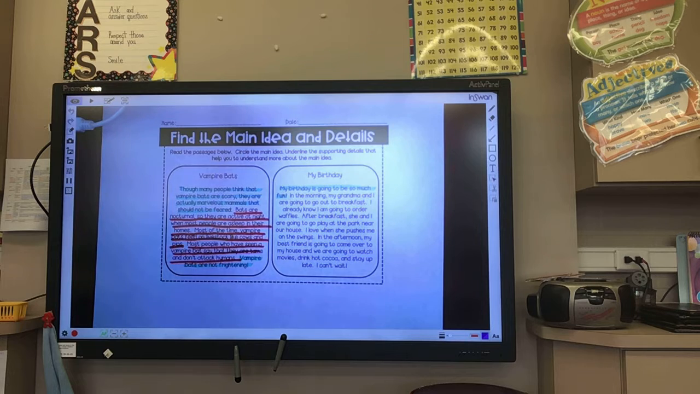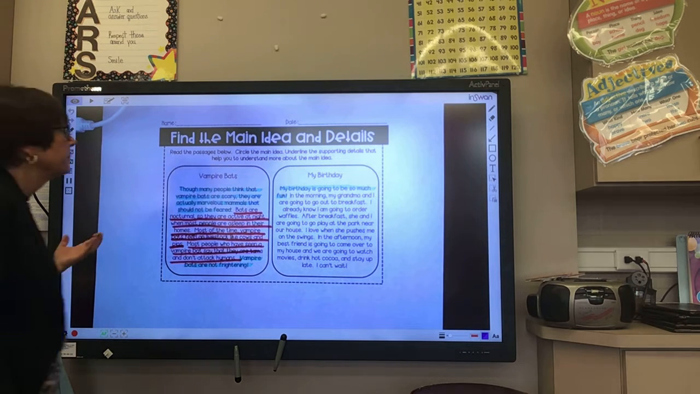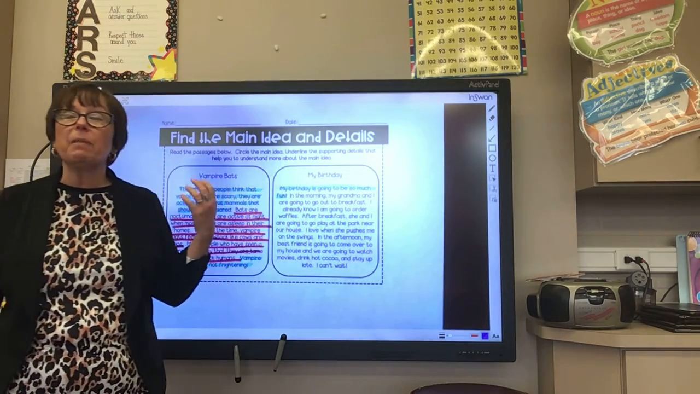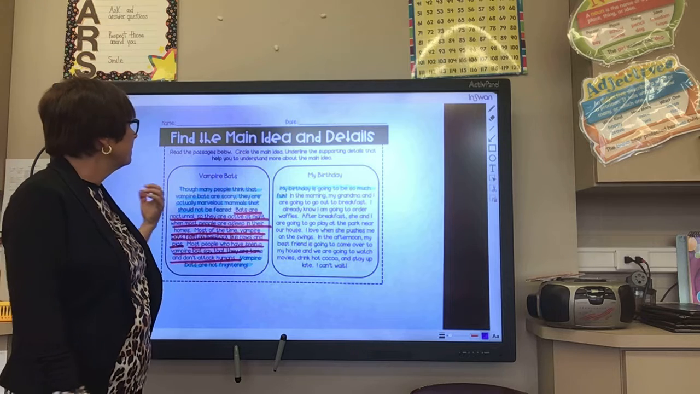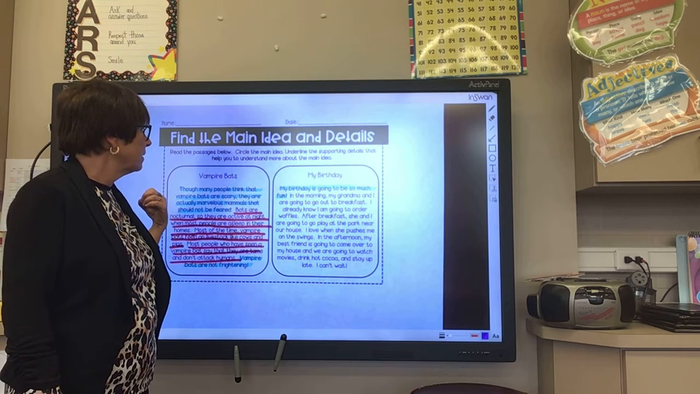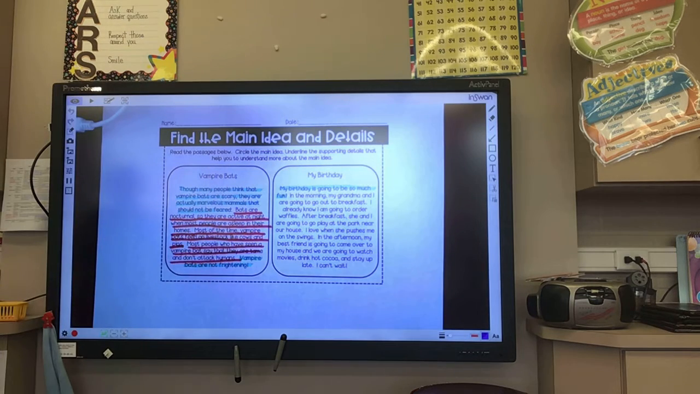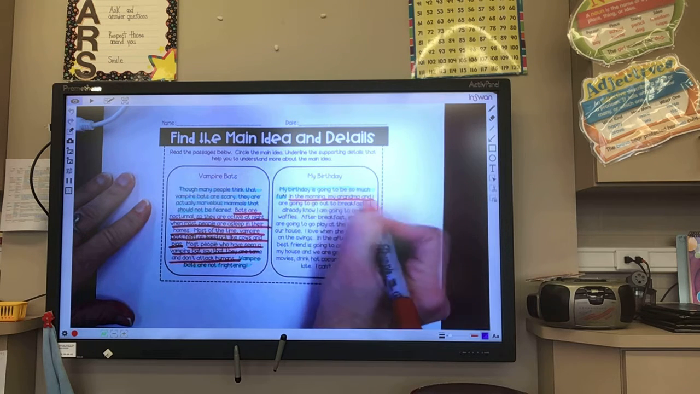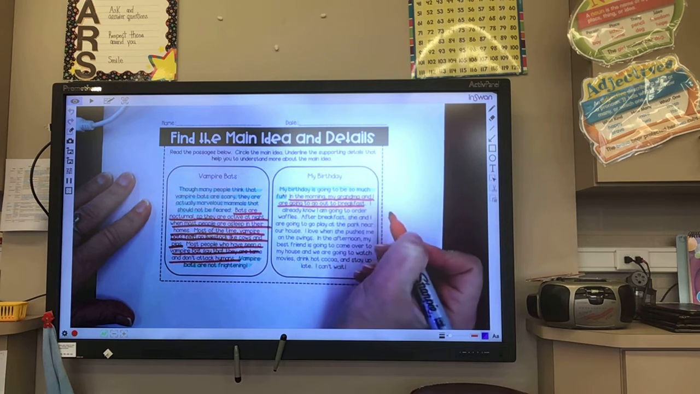Now we need some details that will support the fun birthday. What are some details that tell us about the fun birthday? Brody? In the morning, my grandma and I are going to go out to breakfast. Yes, that's a detail that supports it. They're going to go out to breakfast.